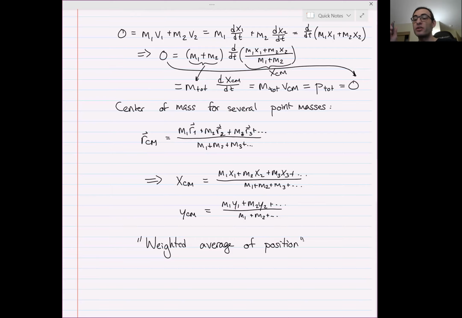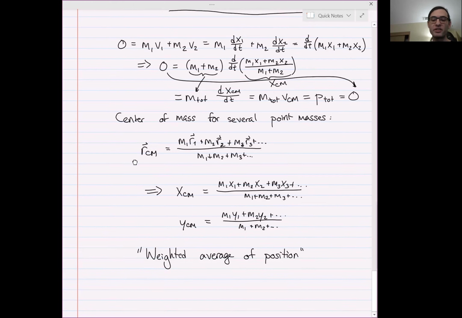The point is, both things are right. The total momentum of the system is 0 because the velocities are opposite to each other. But another way to see that it's 0 is that the center of mass never moves. R_CM is the center of mass position, or also just known as the center of mass. And then V_CM would be the center of mass velocity, and so on.